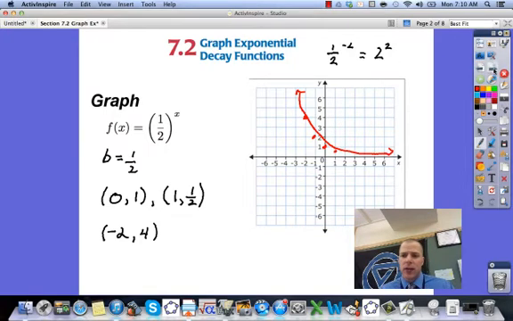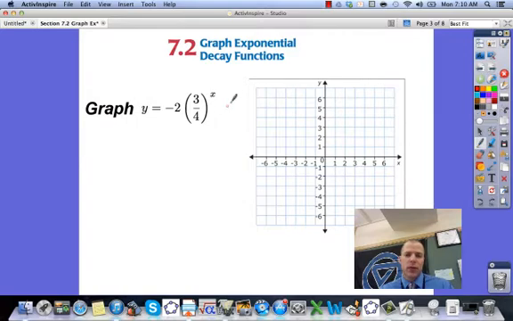And so what we're going to do now is graph one a little bit more challenging. Here our a value is -2 and our b value is 3/4. Now what's going to happen with this -a is that, remember, just like last time, we're going to flip over the axis.